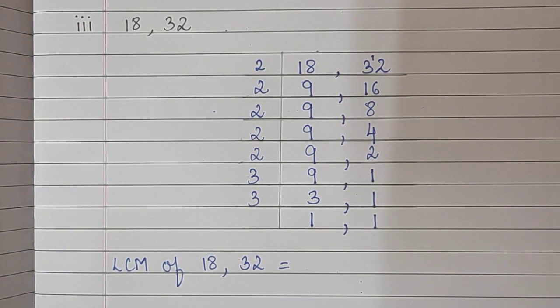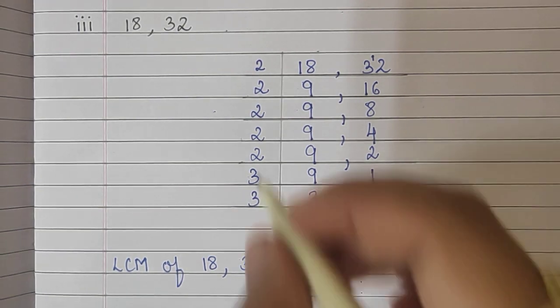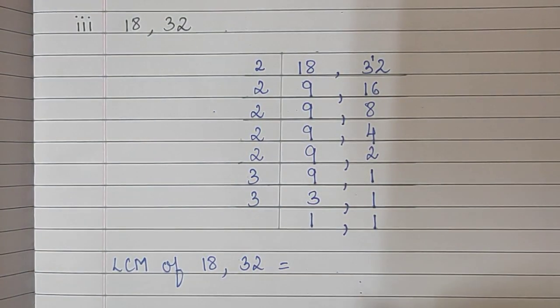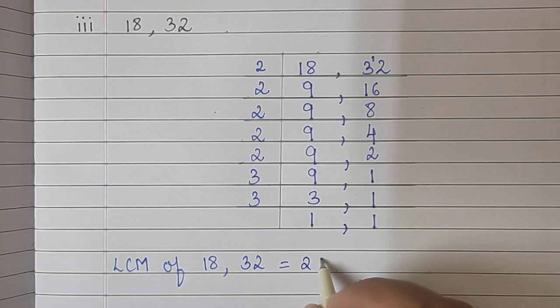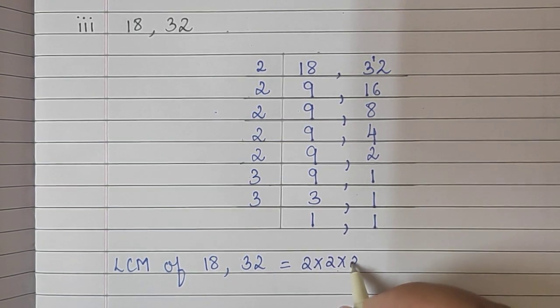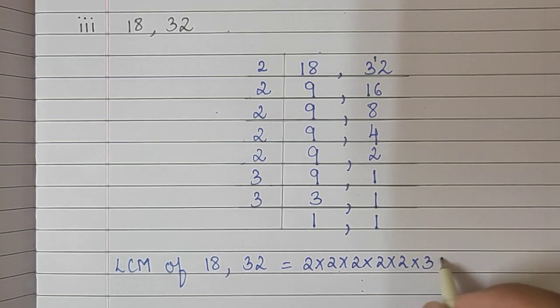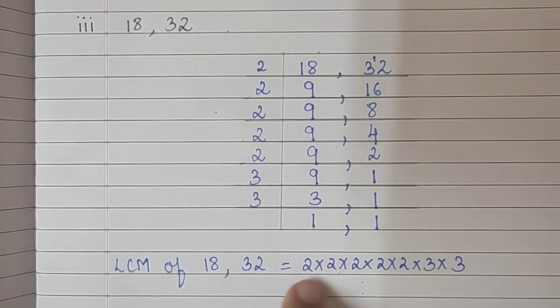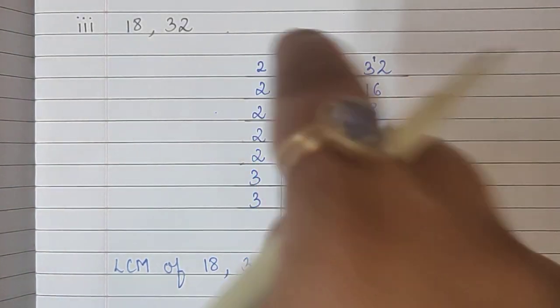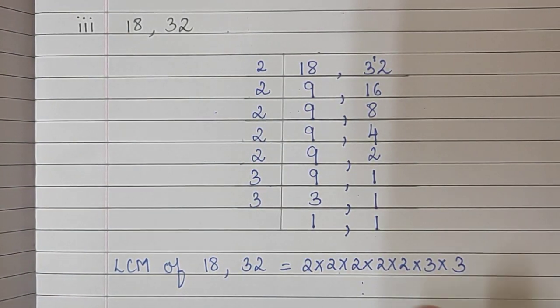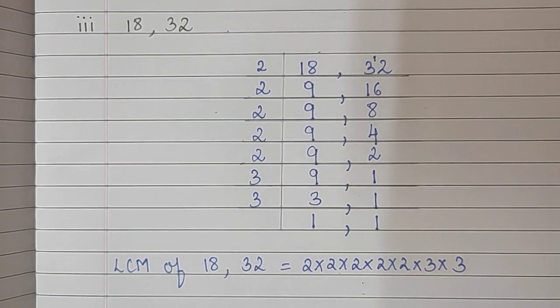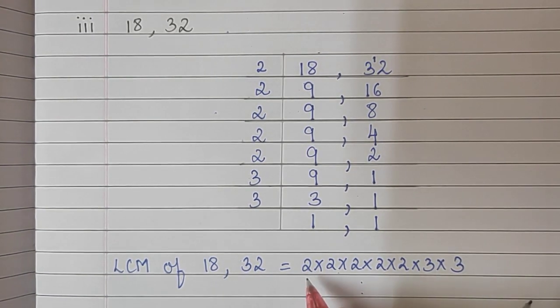So the LCM of 18 and 32 is all these numbers multiplied. So we'll write 2 into 2 into 2 into 2 into 2 into 3 into 3. That is 5 times 2. Okay, now we have to multiply all these numbers and find out. Again, grouping makes it easy, so let's group them and find out.